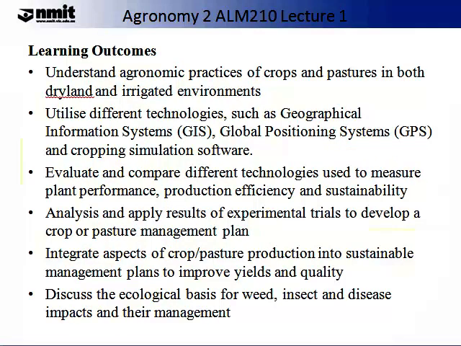The specific learning outcomes for this subject are shown on the slide. They include understanding agronomic practices of crop and pastures in both dryland and irrigated environments, the utilisation of different technologies, evaluating and comparing different technologies in order to measure plant performance, production efficiency and sustainability, analysing and applying results of experimentation trials to develop a crop or pasture management plan, integrating aspects of crop and pasture management into sustainable management plans to improve yields and quality, and discussing the ecological basis for weed, insect and disease impacts and their management.